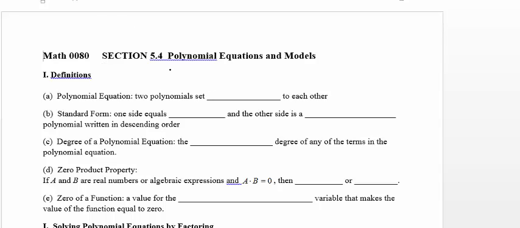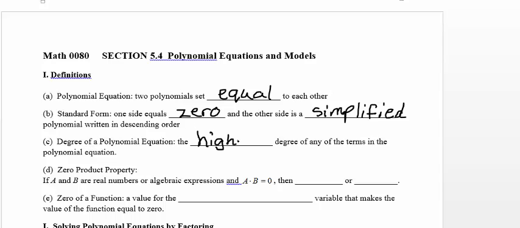Let's take a look at section 5.4, polynomial equations and models. Let's look at definitions. Polynomial equations are two equations set equal to each other. Standard form has one side equaling 0 and the other side is a simplified polynomial written in descending order. The degree of a polynomial equation is the highest degree of any of the terms in the polynomial equation.